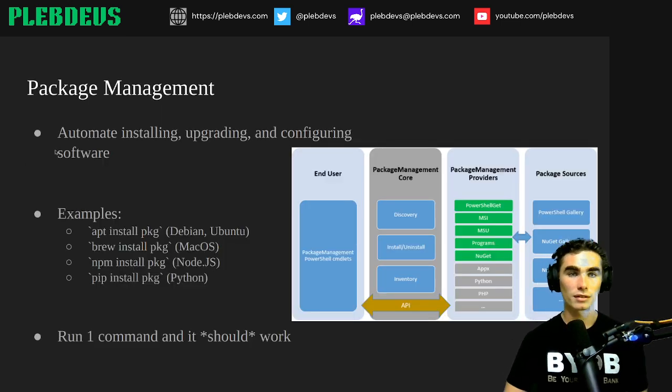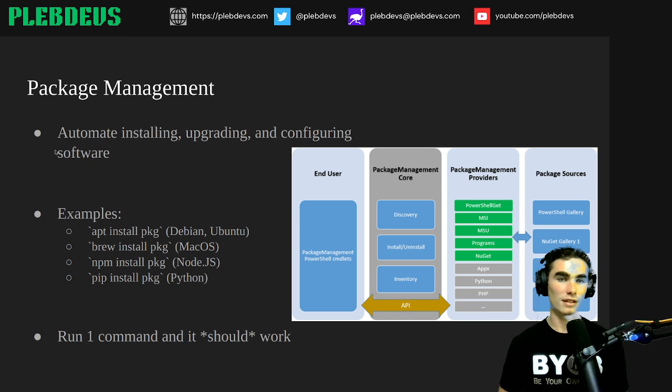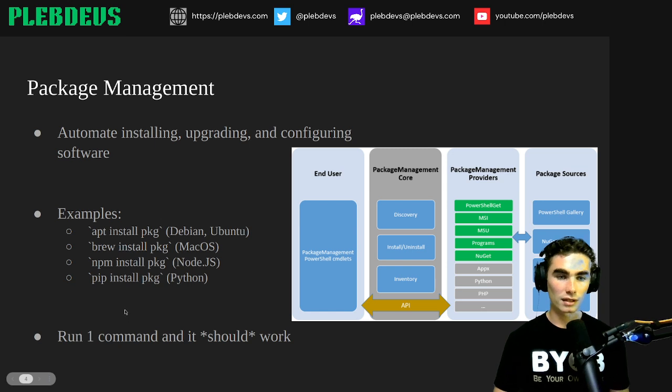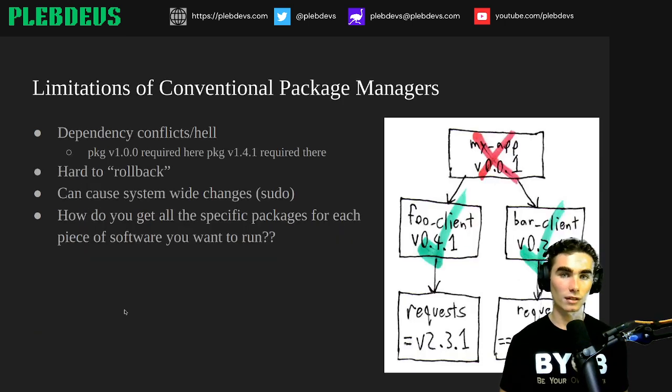So what is package management? Package management just helps you automate the installation, upgrading, and configuring of software. Some examples are apt install package. Apt is the package manager that you'll see on Ubuntu, or if you're on macOS, you might use brew install package name, or different runtimes have their own package managers. So Node has npm and Python has pip. It's usually all the same syntax: you say whatever the package manager is and then install. Ideally with package managers, you should just run one command and you should have that software on your computer and it should be working. That's not always the case.